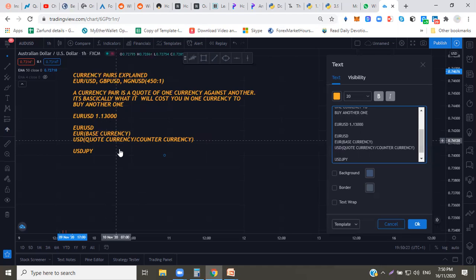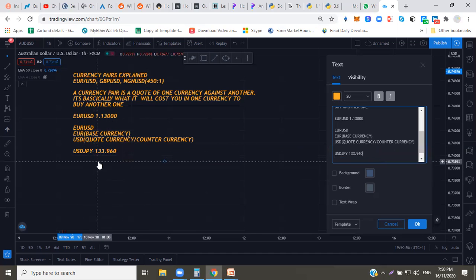All right. So now look at this quote currency, for example. USD JPY. Usually you will find USD JPY would be 133.690, something like that. So now this is the value. This is 133.960. All right. So now this amount, USD JPY equals, let me put equals so that you get it.